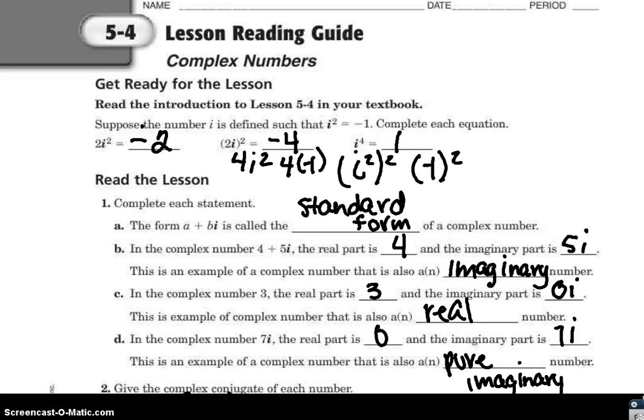So let's look at some examples. Okay, so if I have 3 plus 7i, the conjugate would be 3 minus 7i. Again, we're changing the sign of the imaginary part. So in B, I have 2 minus i. So my conjugate is going to be 2 plus i. Okay, now let's look at some of these questions.